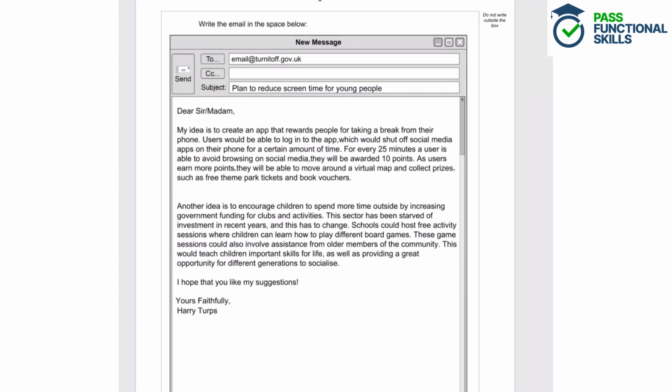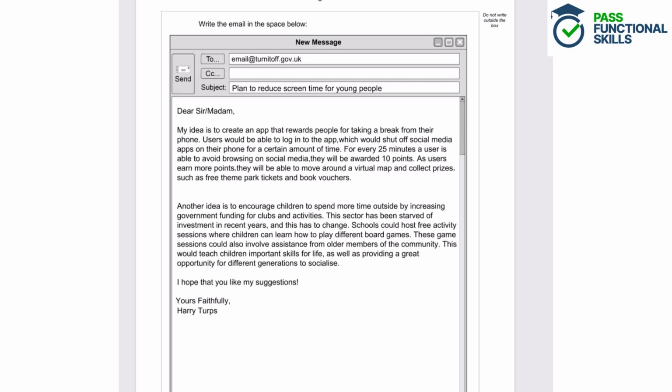So the model answer is as follows. Plan to reduce screen time for young people. Dear Sir or Madam, my idea is to create an app that rewards people for taking a break from their phone. Users would be able to log into the app, which would shut off social media apps on their phone for a certain amount of time. For every 25 minutes a user is able to avoid browsing on social media, they will be awarded 10 points. As users earn more points, they will be able to move around a virtual map and collect prizes, such as free theme park tickets and book vouchers.